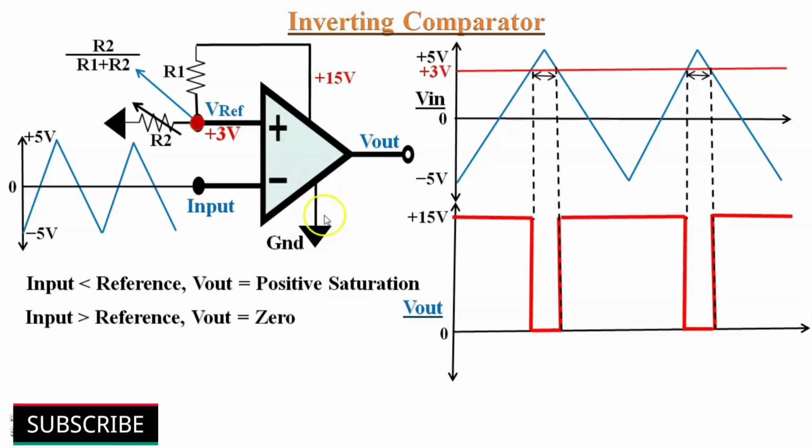Here if you use both supply voltages plus and minus 15 volts, then output will reach negative saturation level of minus 15 volts instead of 0 volts when the input voltage is greater than the reference voltage.